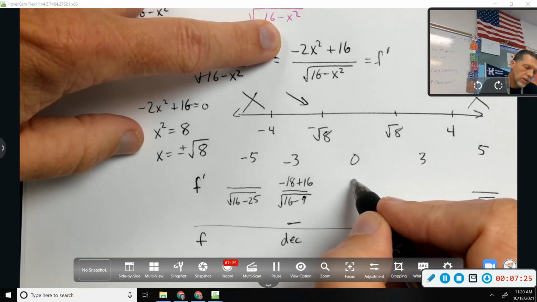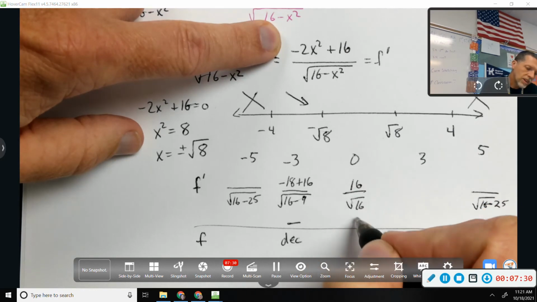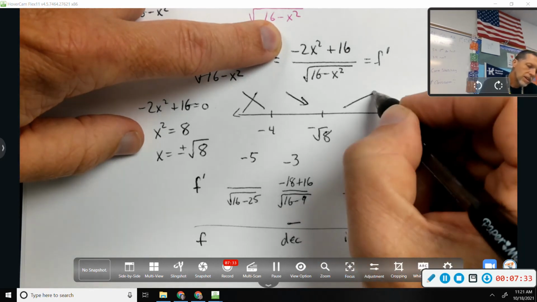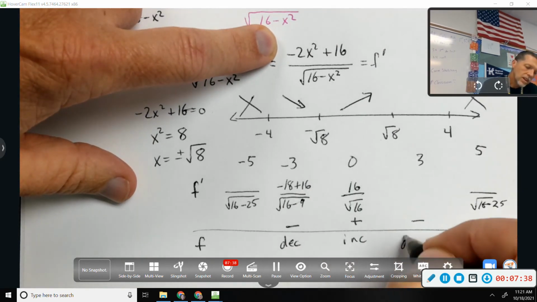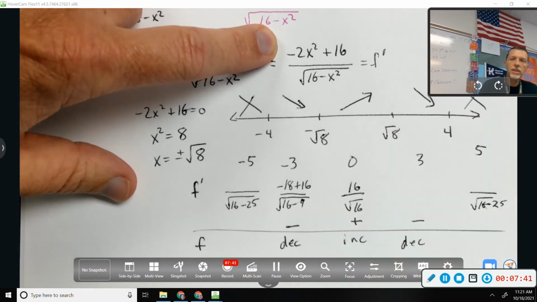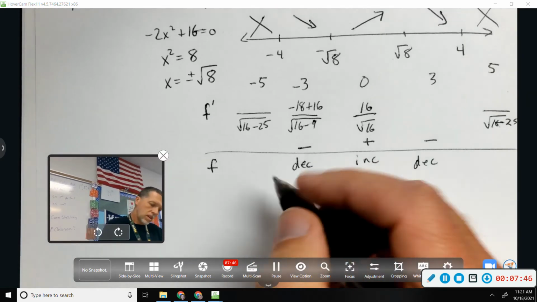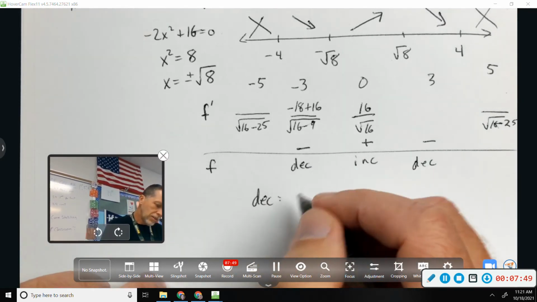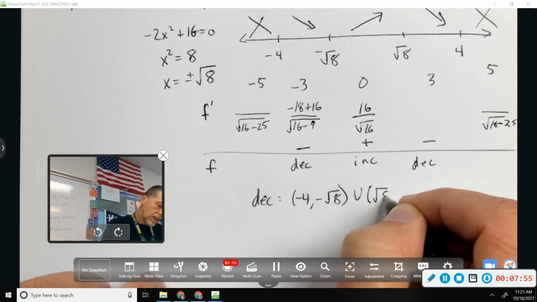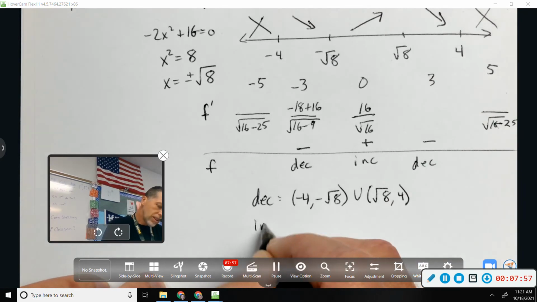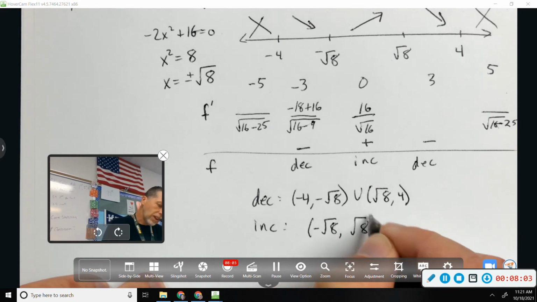Plug in 0: positive over a positive, 16 over the square root of 16, positive, increasing. And if we plug in 3, it should be negative over positive, negative, decreasing. So we're decreasing from negative 4 to negative square root of 8, and from square root of 8 to 4. And we're increasing from negative root 8 to positive root 8.